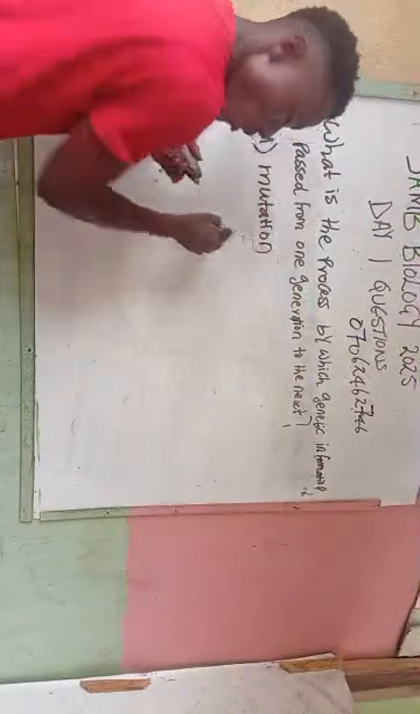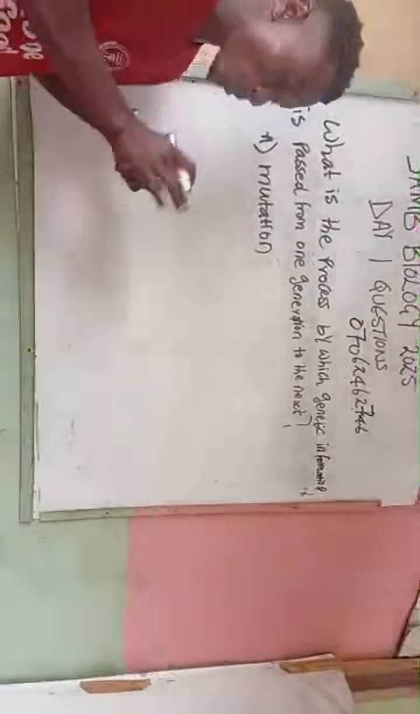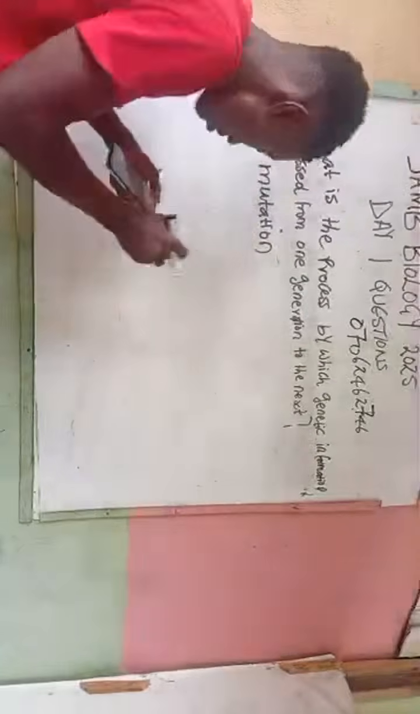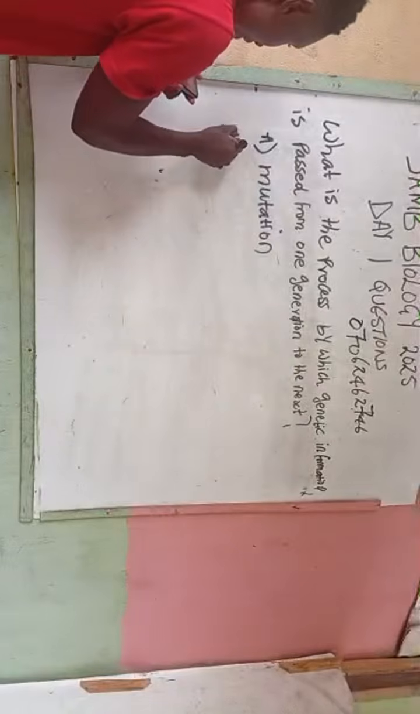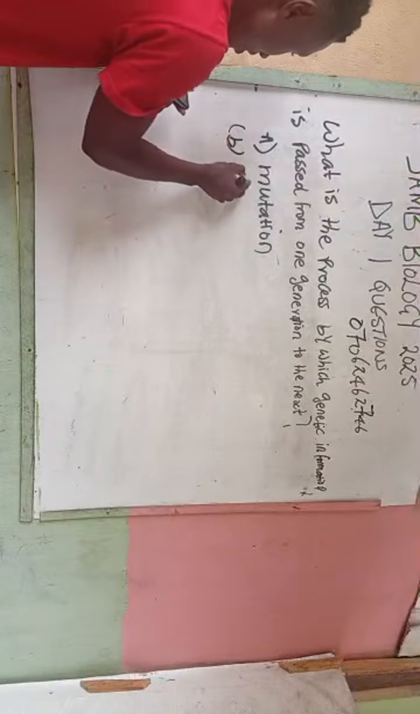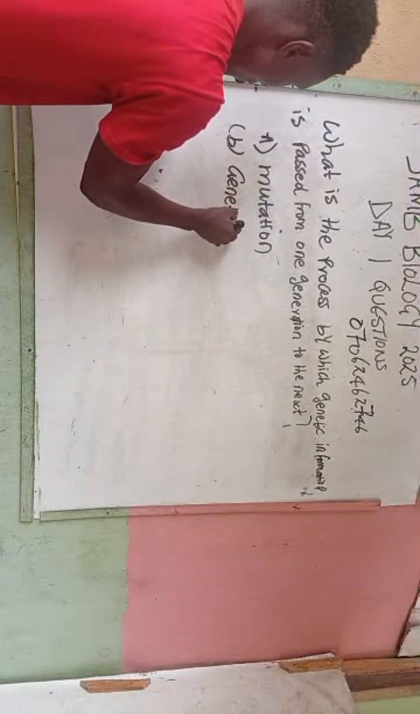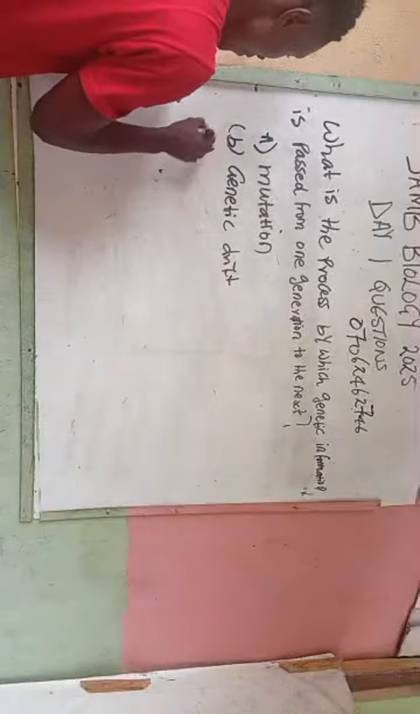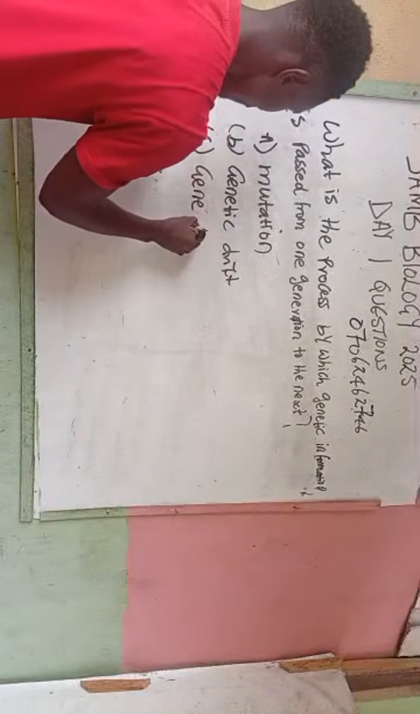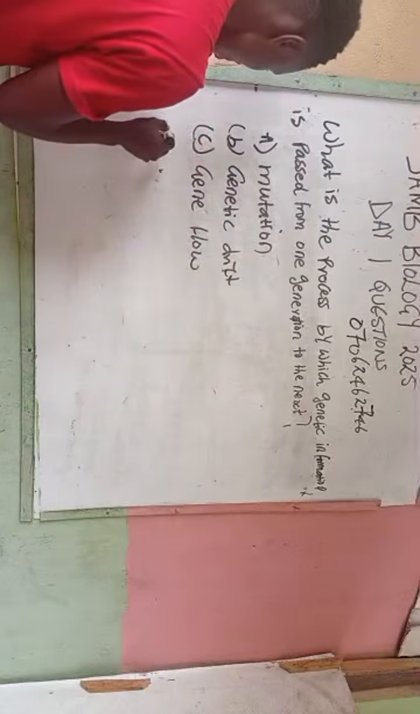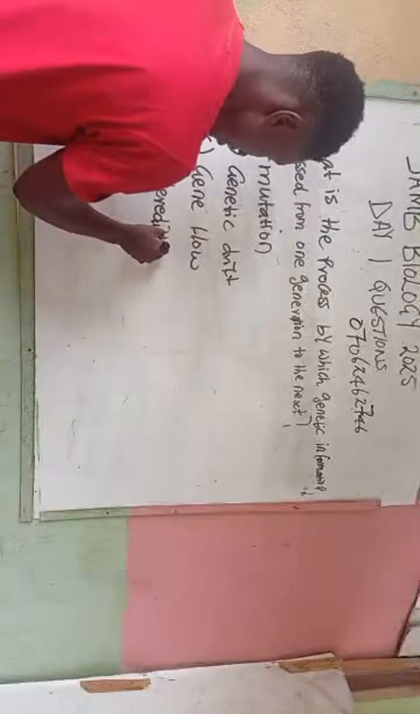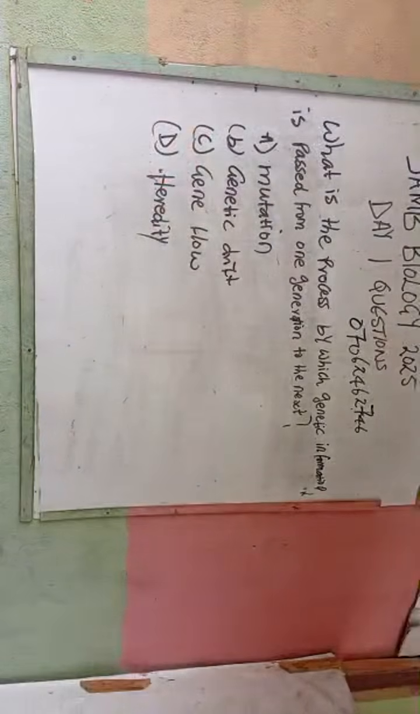Is it mutation? No, it's not mutation. I'm only putting it to complete the options, because I already know that it is wrong. We have B, genetic drift. We have C, gene flow, and we have D, heredity. So what do you think is the answer?